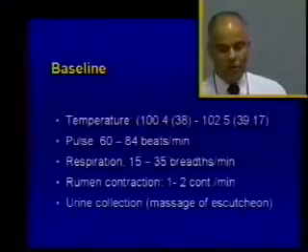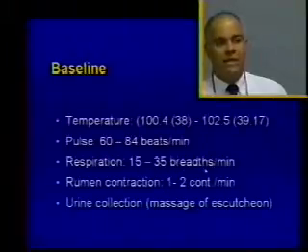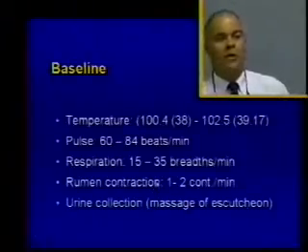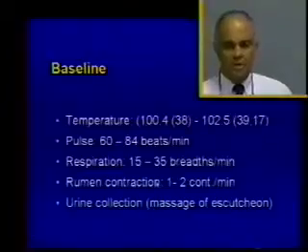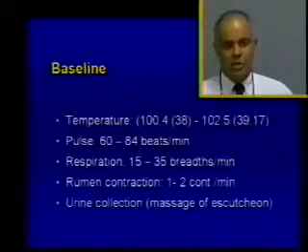Respiration, or the respiratory rate, 15 to 35 breaths per minute. Rumen contractions, 1 to 2 contractions per minute. And we want to characterize them. Are they weak? Are they strong? Okay, rumen contractions. And then a urine collection.